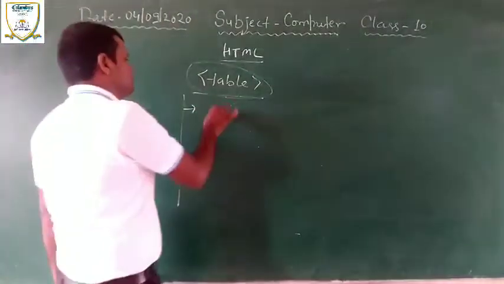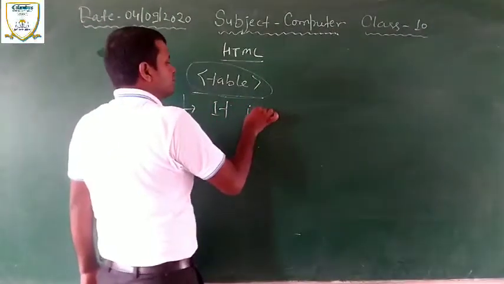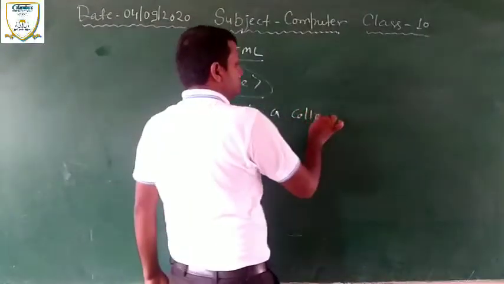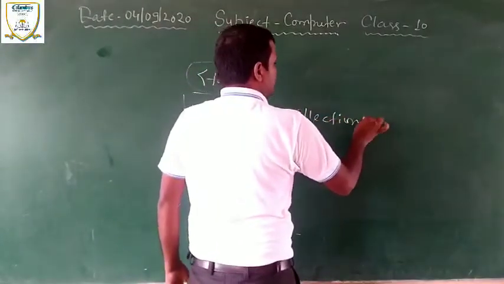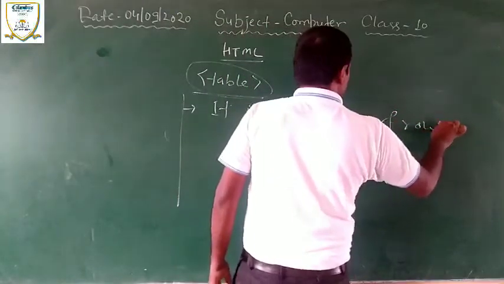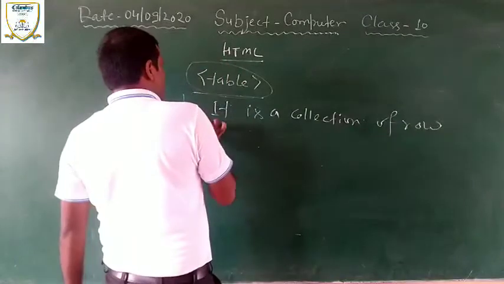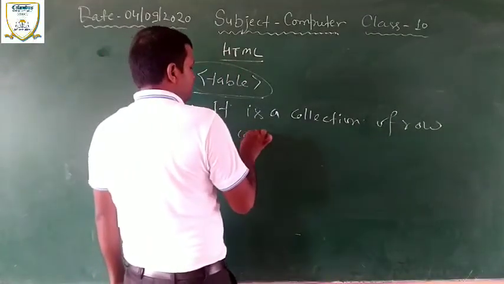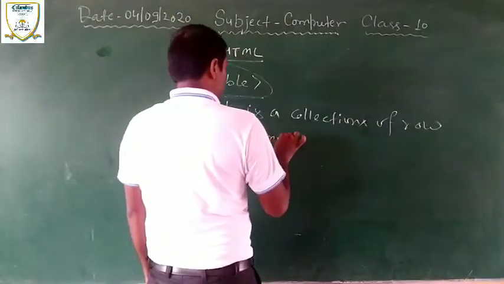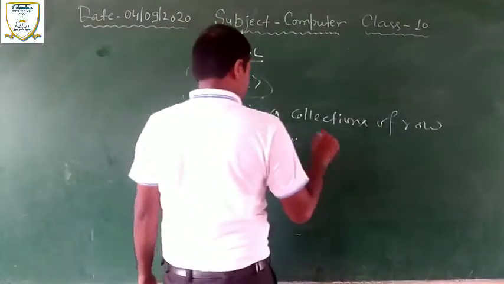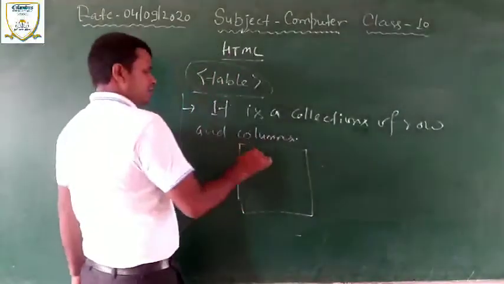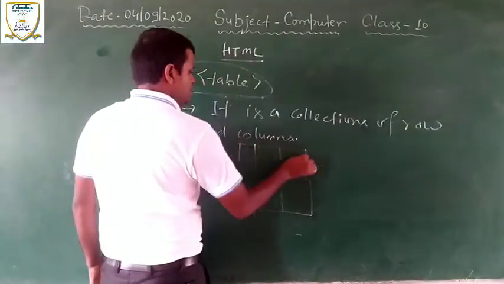Okay, it is a collection of rows and columns. Okay, and it shows in this type. Table shows in this type.